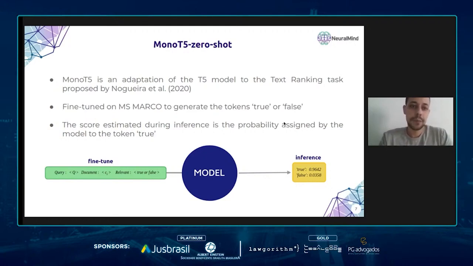During the fine-tuning step, MonoT5 is trained to generate the tokens true or false, depending on the relevance between a document and a query. To train this model, we use this input template that I show in this image on the left in green, where the letter Q represents the query, and C is the candidate document that may or may not be relevant for a specific query. On inference, the model estimates a score to quantify the relevance of a document to a query, and this score is given by the probability assigned by the model to the token true.